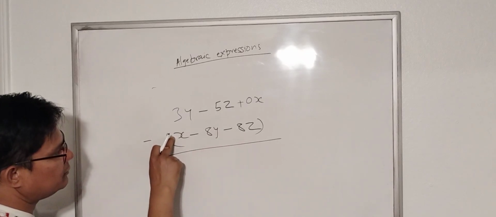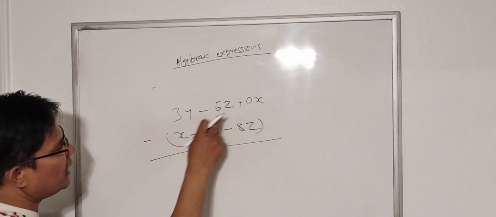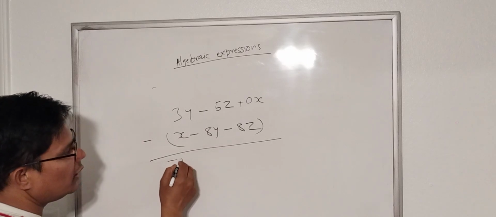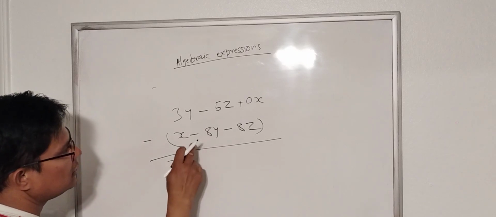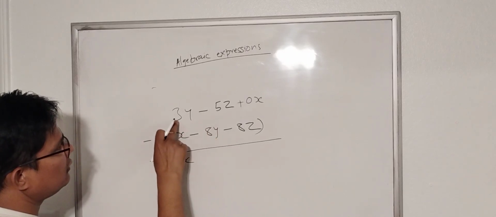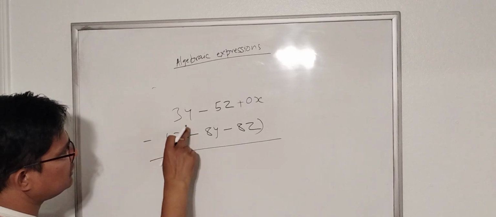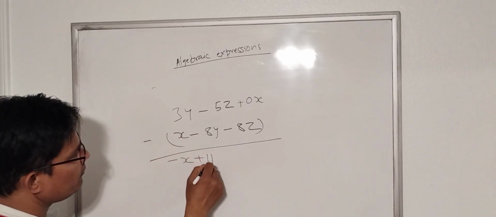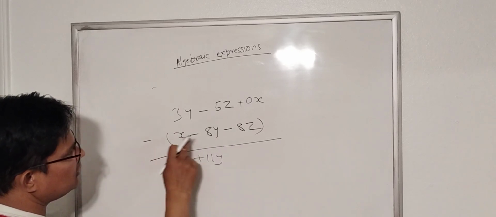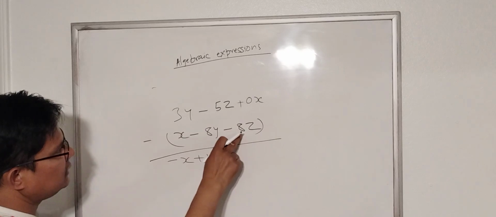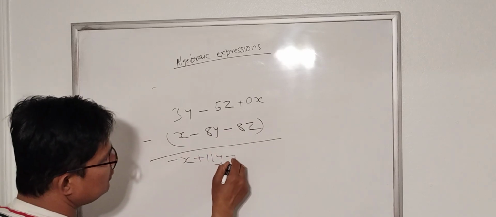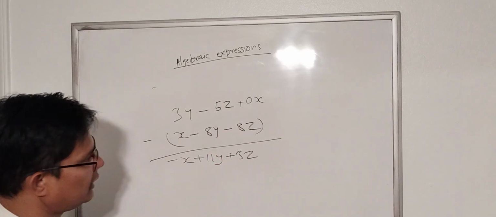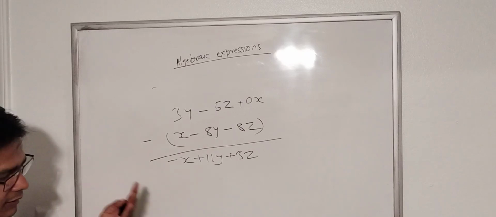So this is plus, so this will become minus. So 0 minus 1 is minus 1. I can write minus x. Then y. 3y, minus becomes plus, 3 plus 8, 11y. This minus becomes plus, so 8z minus 5z, so 3z. Correct?